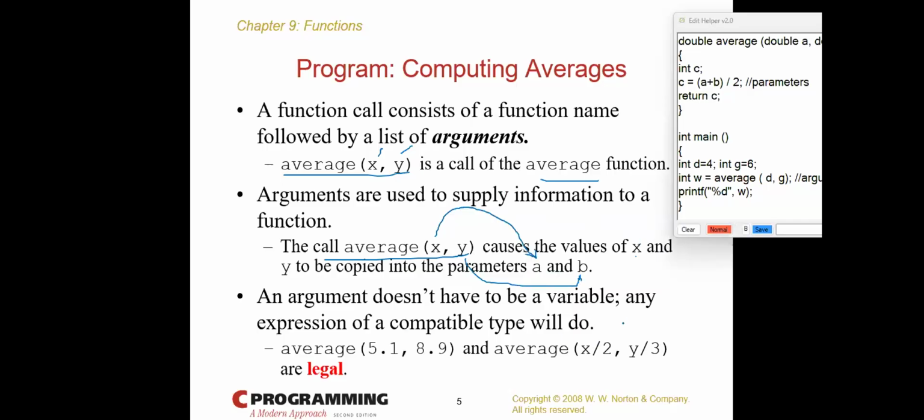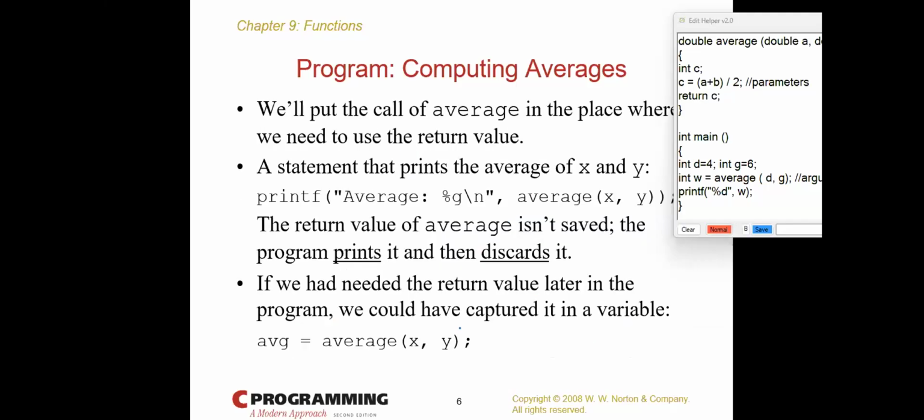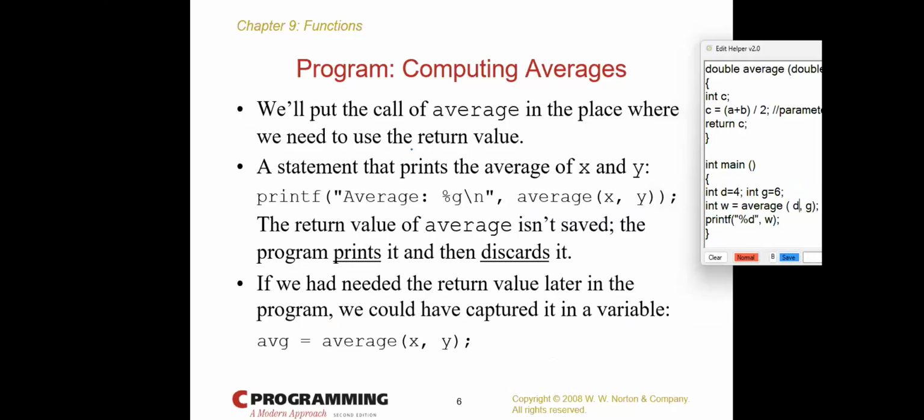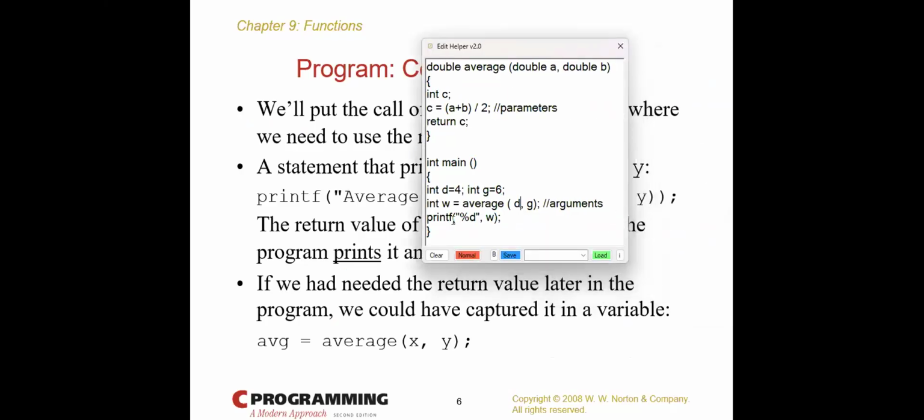An argument doesn't have to be a variable. Any expression of a compatible type is okay. You can plug in your physical values directly and the code will still work. We'll put the call of average in the place where we need to use the return value. So here is an important thing. Where do we need to use the return value? We need it here, by assigning to W.